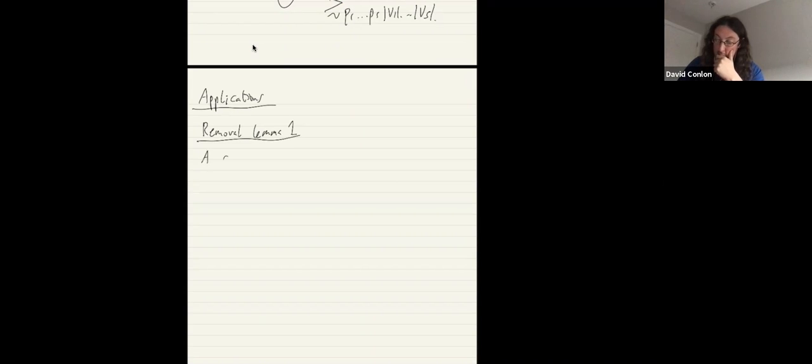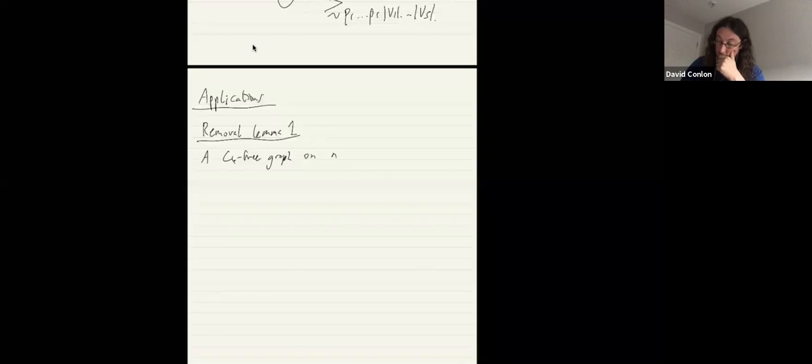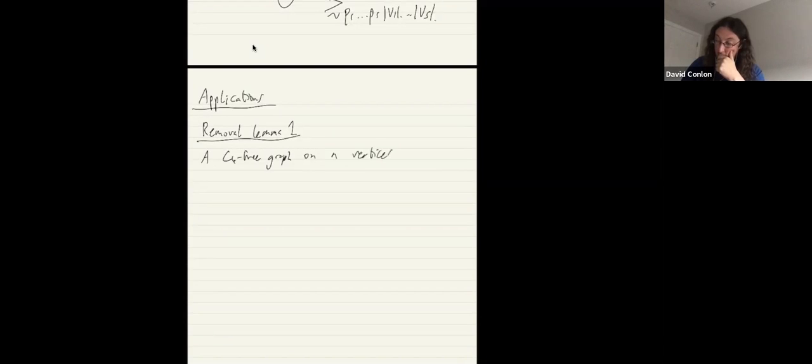So a graph on n vertices. I think I need to make it C4-free, sorry. A C4-free graph on n vertices with little o n to the 5/2 C5s can be made C5-free by deleting little o n to the 3/2 edges.